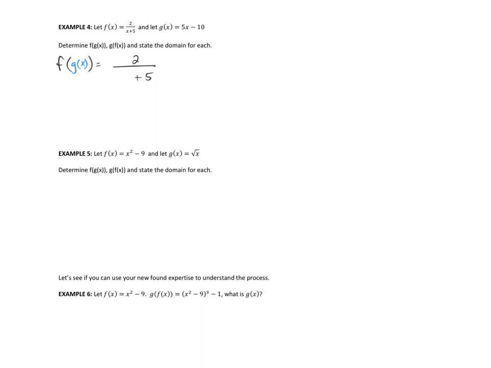Okay, so I've got our next example ready to go here, and we're being asked to do another composition. We've got f as a rational function, 2 over x plus 5. g is a linear function, 5x minus 10, and we need to do, again, f of g and g of f and find out what the domains are for each.